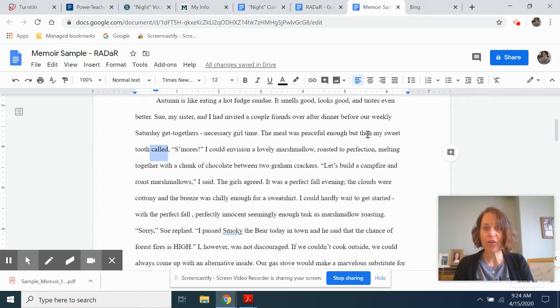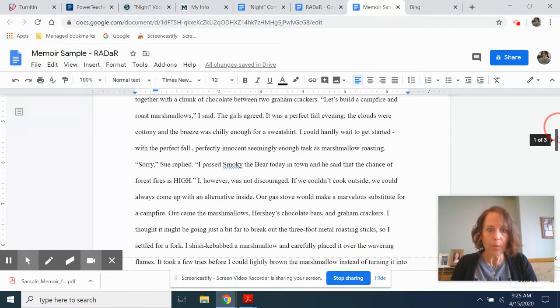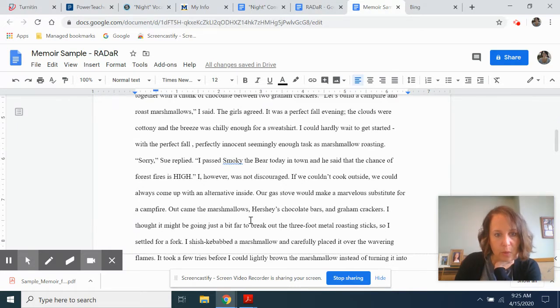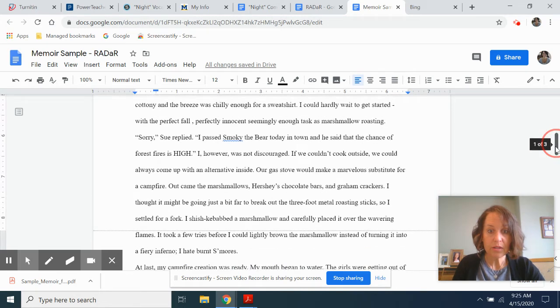I love this image here, her sweet tooth called. Great word choice. That's giving that personification when we're talking about those literary devices. Like I'm making a tooth do something that is usually associated with a person. And we don't really have, like, in our mouth a sweet tooth necessarily, right? We use that as an analogy for a craving that we have. So great word choice here. But we can look here and say, as I keep continuing on, I know that she uses the word perfect a lot. So I would just look for that word.